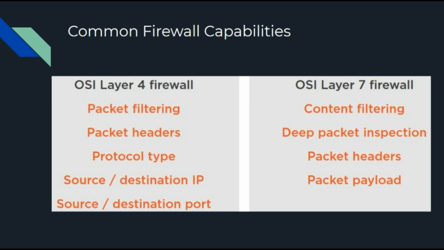Now OSI layer 7 is the application layer. It has more sophistication. Besides just packet filtering based on the header, it can actually filter based on content, the packet payload. This is called deep packet inspection. So we can certainly examine the packet headers like a layer 4 firewall, but the payload is the actual data being carried within the transmission, and it will contain details like specific HTTP request information or the actual data being transmitted. So layer 7 can do what a layer 4 firewall can do and much more.